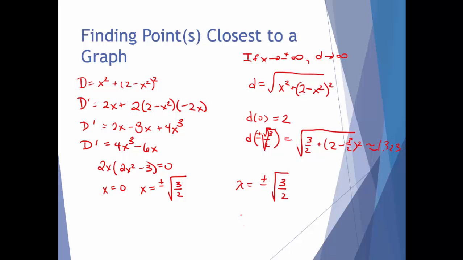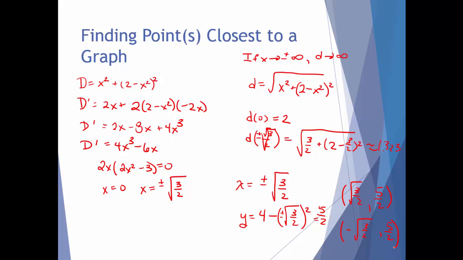But now the question did ask us to identify the points. So y was equal to 4 minus x squared, so that's the square root of 3 halves squared. And again, when you square it, it won't matter whether it's plus or minus. So you'll get 4 minus 3 halves, which is 2.5, so 5 halves. So your two ordered pairs are the square root of 3 halves, 5 halves, and the negative square root of 3 halves, 5 halves. Those are the 2 points on the graph closest to the point 0, 2.